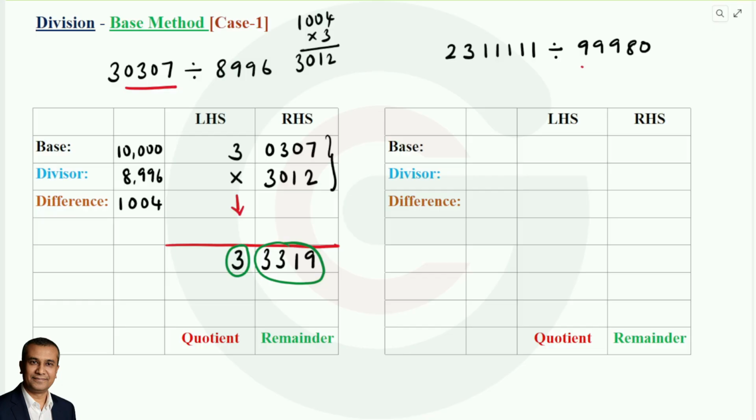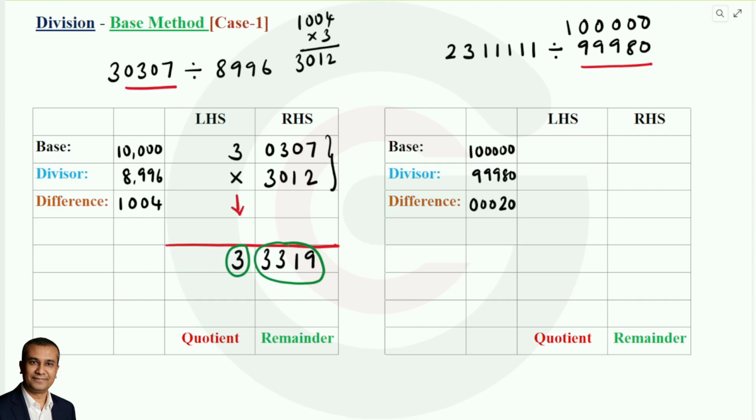Here the divisor is having 5 digits. So therefore the base will be 1,0,0,0,0,0. That is 1 lakh. So I will write here 1,0,0,0,0,0. Now I will write the divisor here, 99980, and here the difference would be 20. But because the base is having 5 zeros, so the difference also should have 5 digits. So I'll put zeros here, 0, 0, 0, 2, 0.